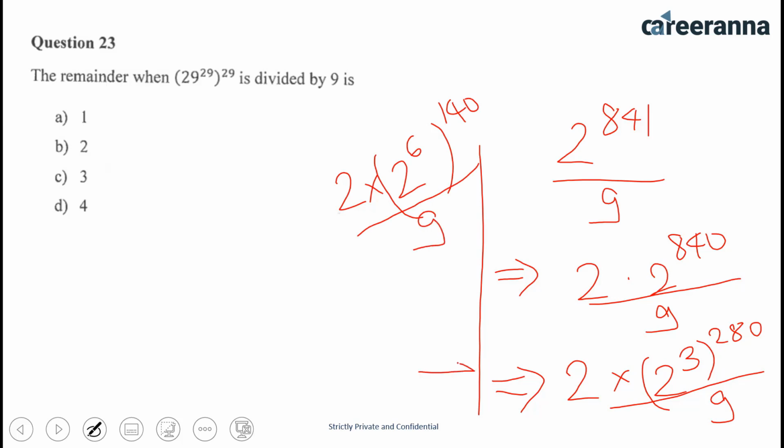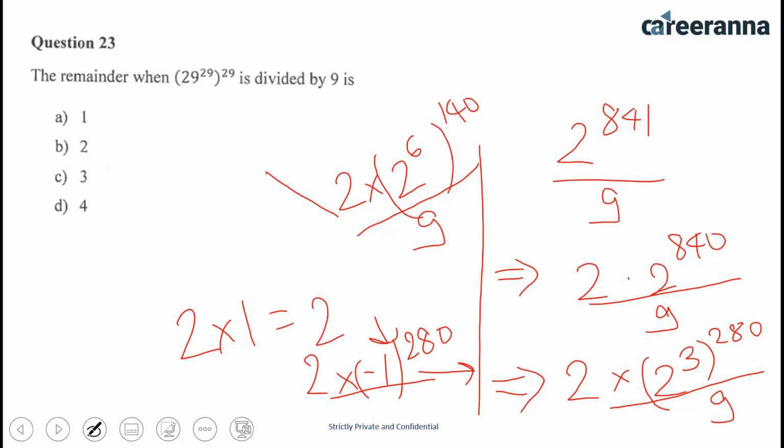So for this case it will become 2 into minus 1 power 280. So this will become again even. So 2 into 1 is 2. For this case as well, this is 2 into 1 power 140. So this is again 2 into 1, that is 2. So in both the cases our answer is going to be 2, that is option B.